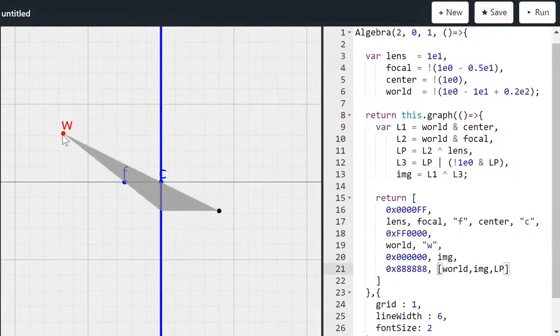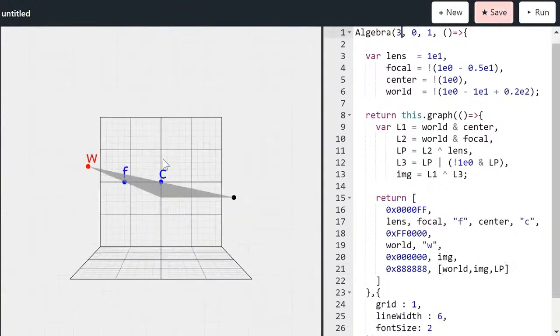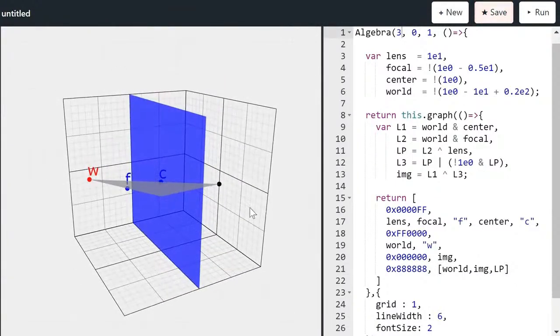All right, so we've got this working in 2D now. And because we spent some time thinking about how to define our elements, so we made a lens a one vector, and then we made the focal, center and world explicitly D vectors. So if we change this to three dimensions, then our lens is actually a plane.